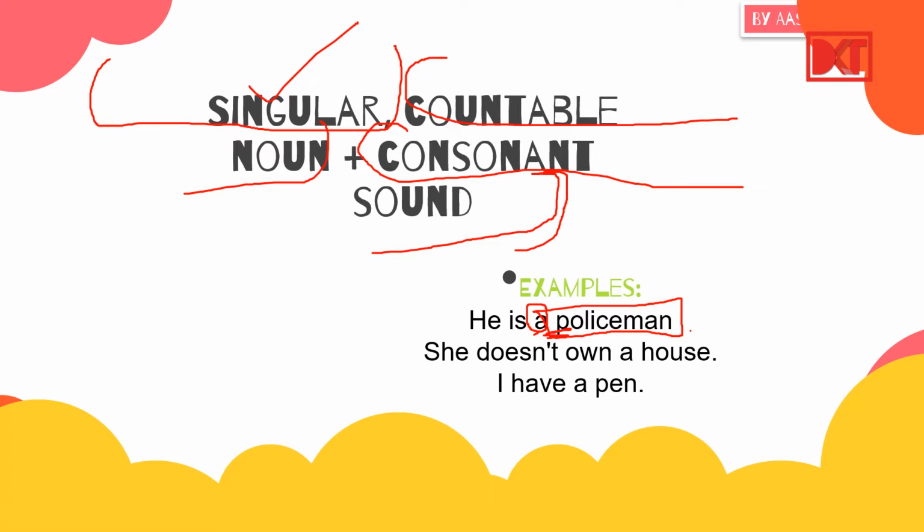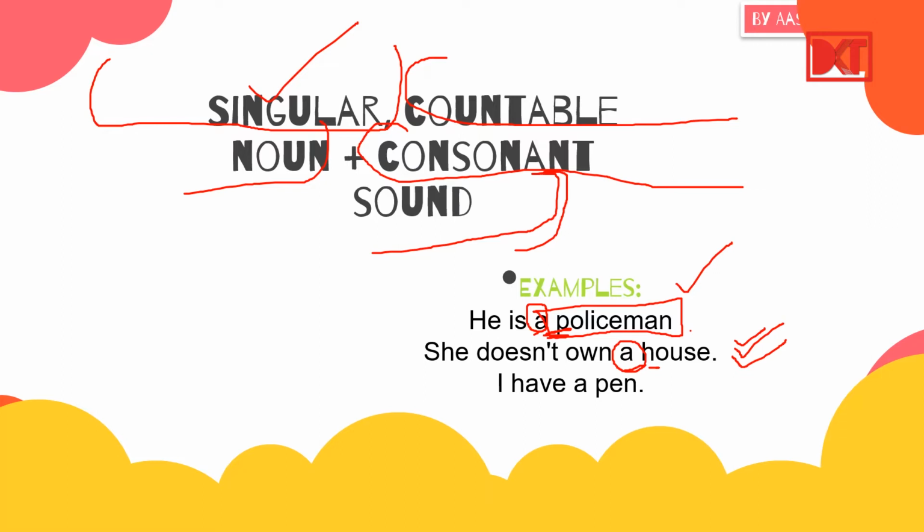Okay. Then she doesn't own a house. What are we using a for? We are using it for house. And house is singular because we're just talking about one singular house, one particular house. And it is countable also. And then it begins with a consonant sound. House begins with the sound her, and her is a consonant sound. So all the three conditions are met, so we are using a here.